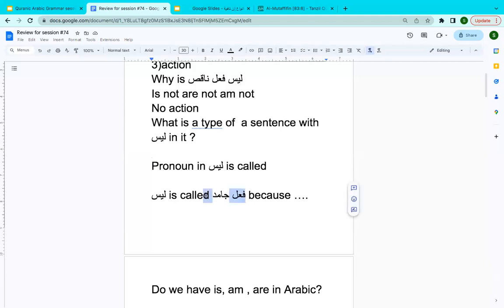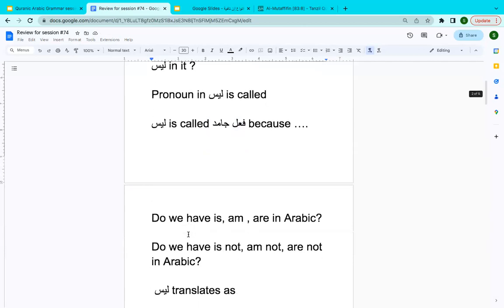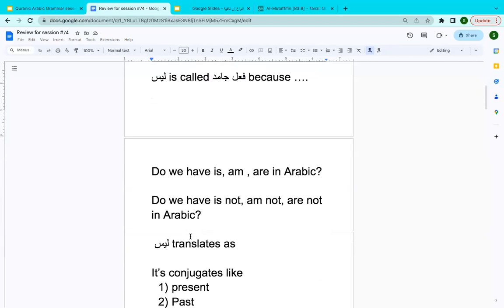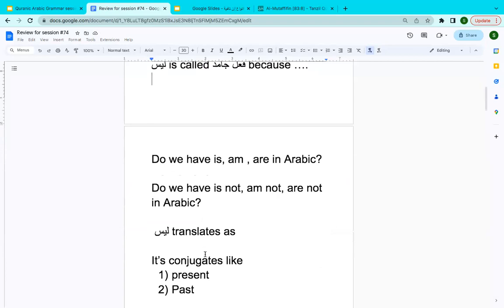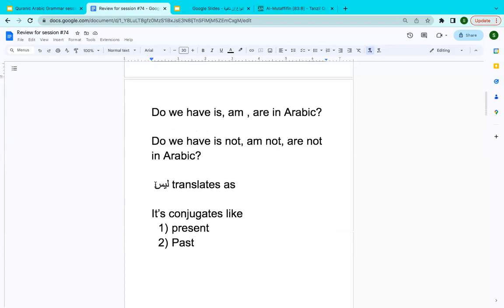This term, jamid, is in your slides as well. There was a question asked that day as well, whether it has any other forms. So it only has one form. It conjugates in madi form, but how is it translated? What do you think? When I translate Laysa, is it translated in the mudare form as a present tense or as a past tense, my dear sisters? It is translated in a present tense form, right? You will see it being translated as a present tense form.